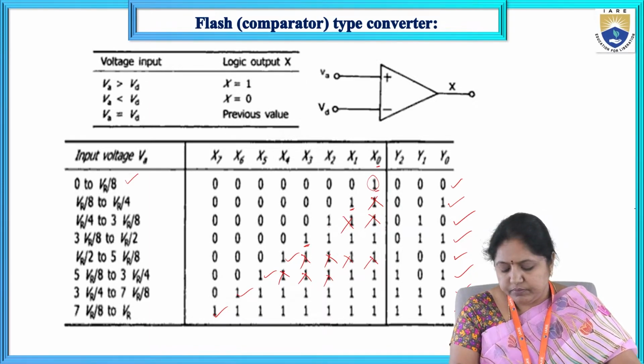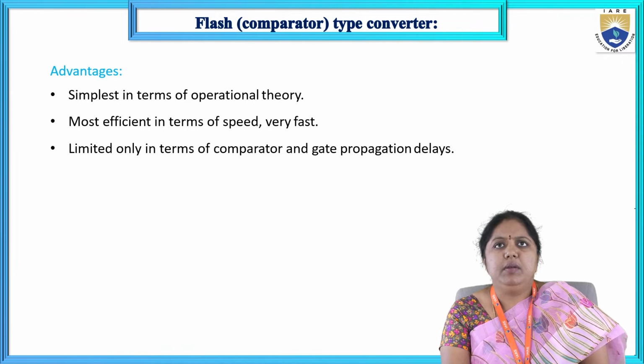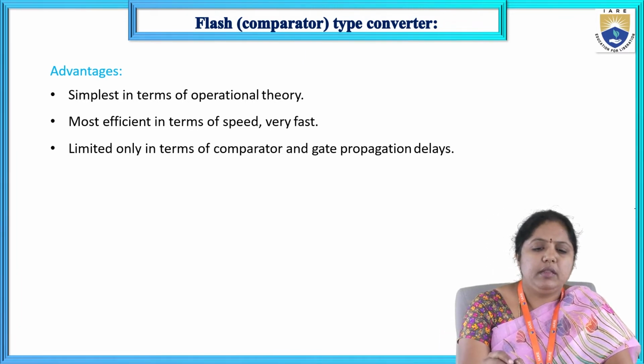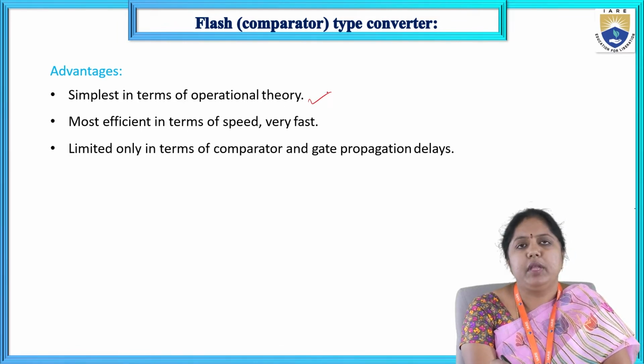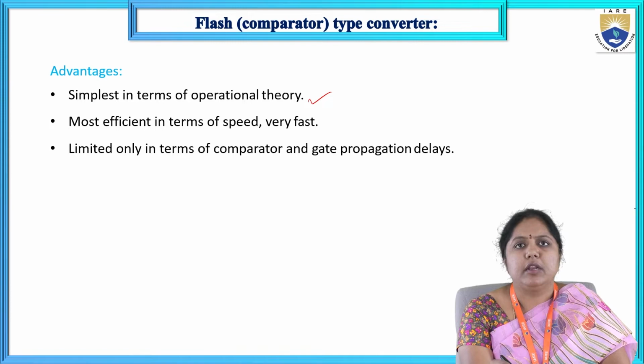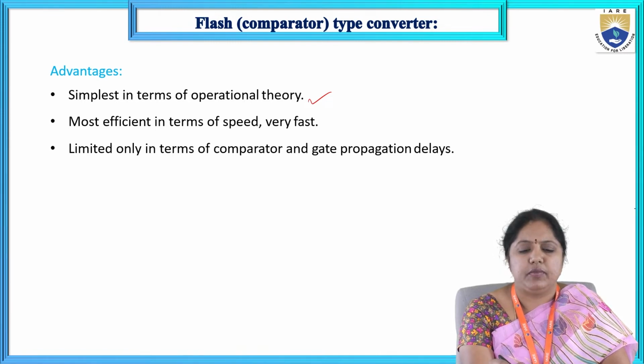So next, what are the advantages of the flash type comparator? Here the flash type comparator is very simple in terms of operation. Simply we are having the comparator and the corresponding priority encoder section itself.